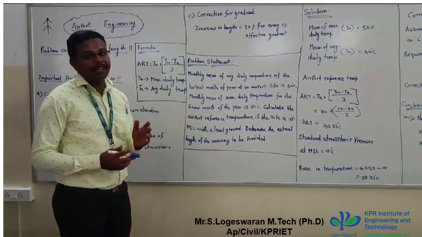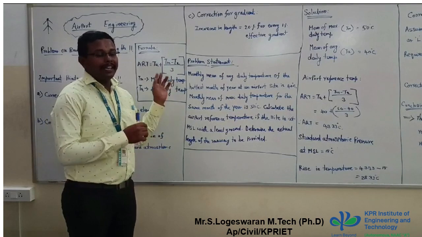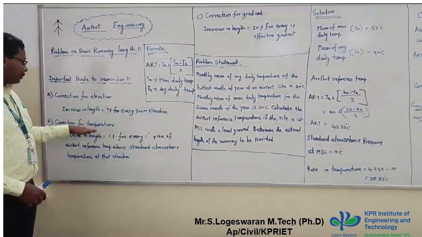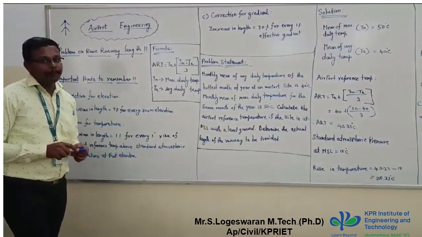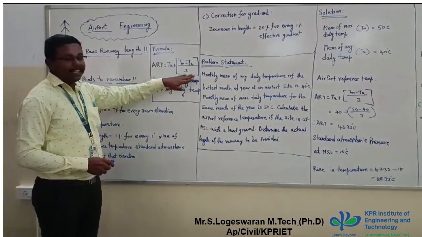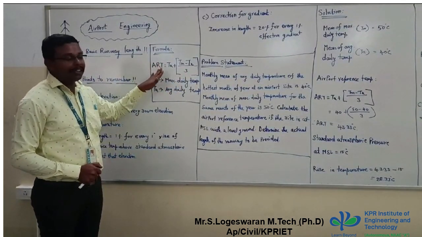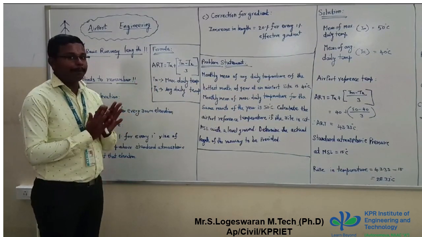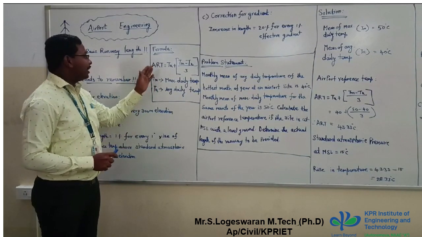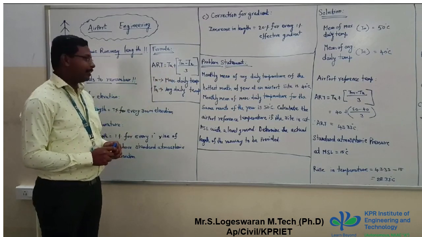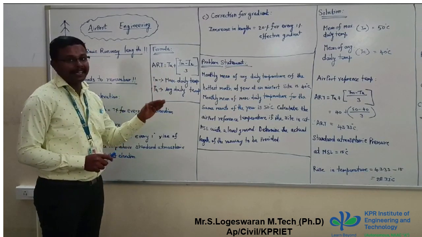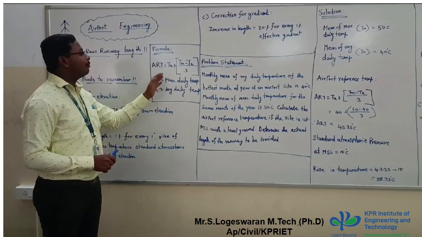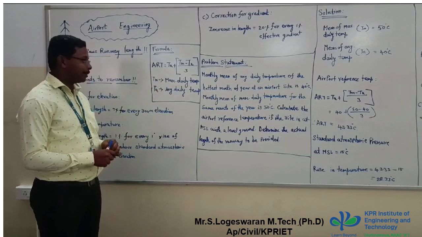So these 3 points are very important while solving the problem, and it may vary. Sometimes we need to provide correction for elevation alone or temperature and gradient. It depends upon the problem statement. Before entering into the problem statement, we need to know the formula for calculating the airport reference temperature. ART is the short form of airport reference temperature, that is equal to Ta plus (Tm minus Ta) divided by 3. Tm is equal to maximum daily temperature. Ta is equal to average daily temperature. It is the mean value of maximum daily and maximum average daily temperature.